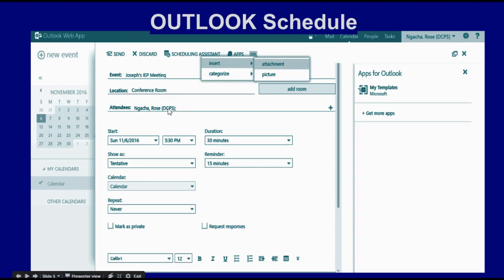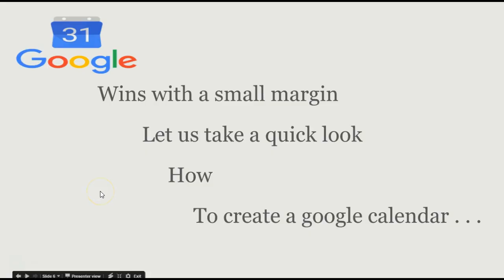I invited myself to the event. This is the start and the end time. It also lets you choose to repeat the event periodically if you want. You can either mark it private or not, and also request responses from the attendees. So that's how Outlook looks. So we agree that Google Calendar wins, although by a very small margin.